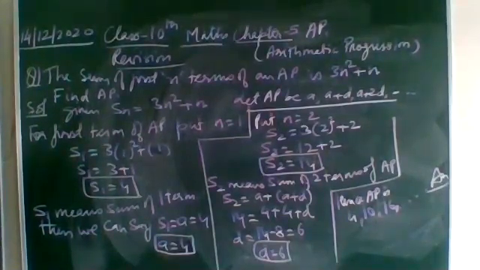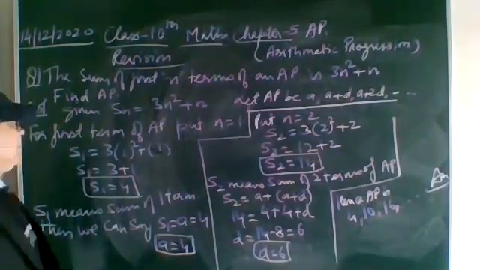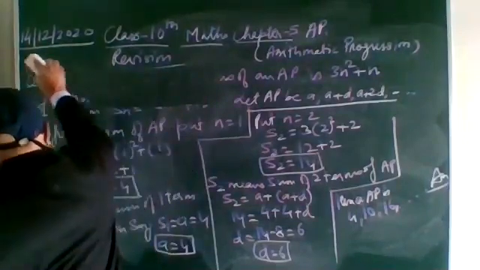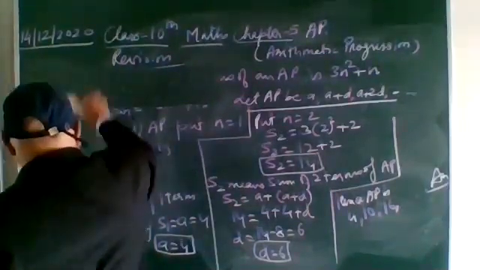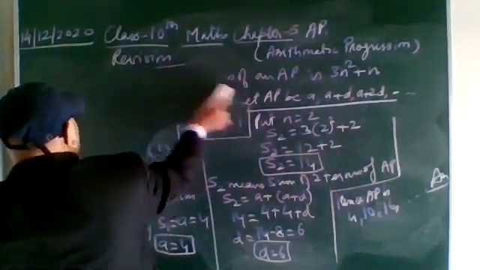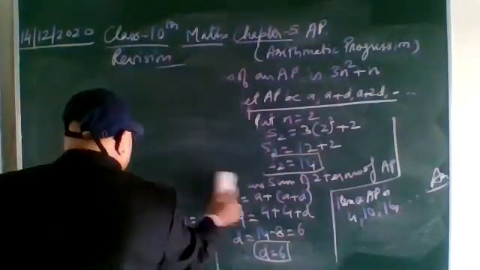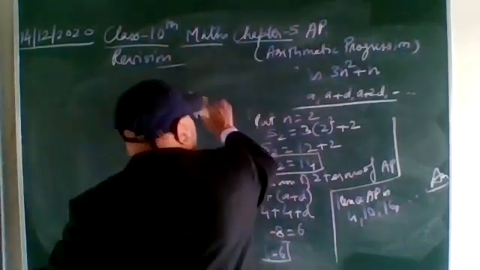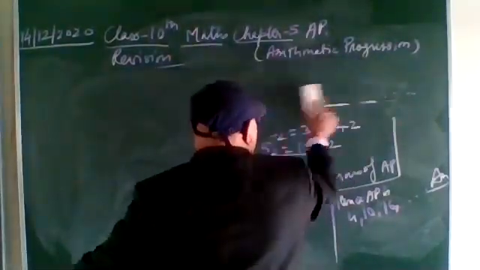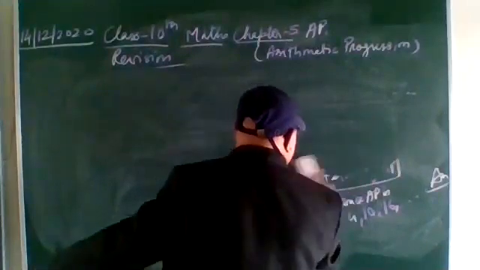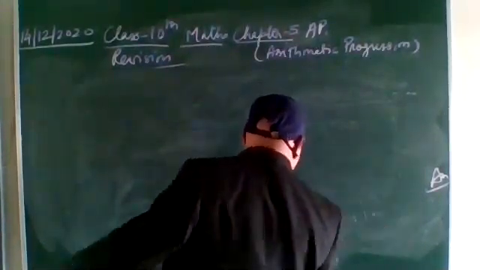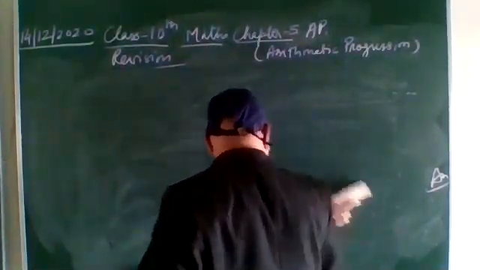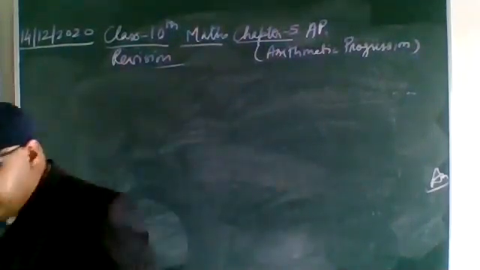Now, the sum of first n terms is given in this question. Next question: the sum of three numbers which are in AP is given, and the product is given. You can find the AP. So this type of questions you will find. Here, what is given?